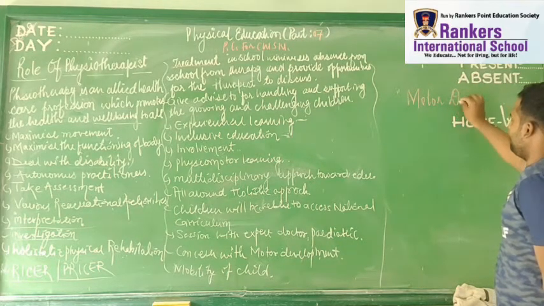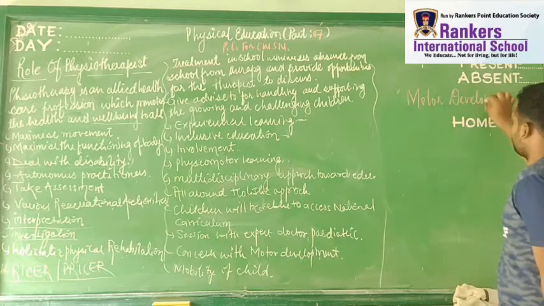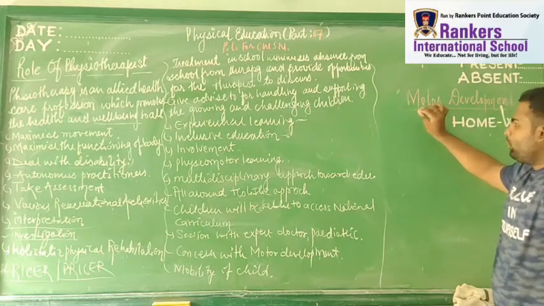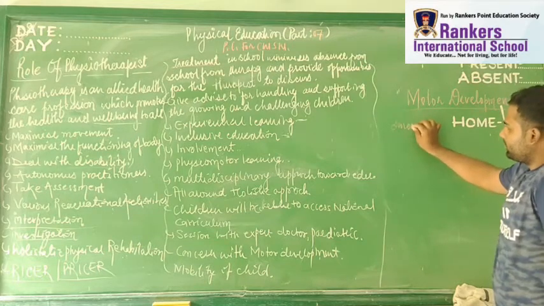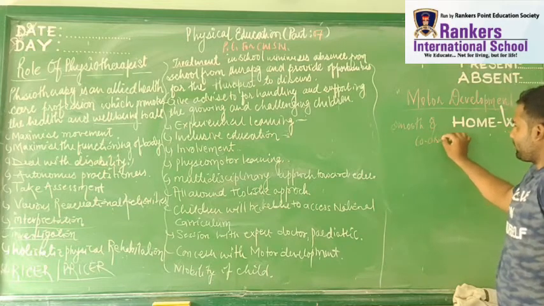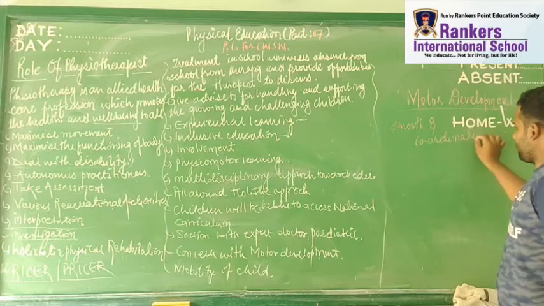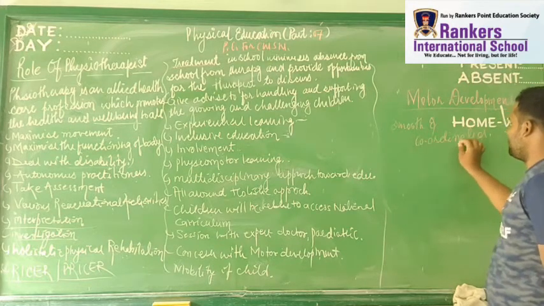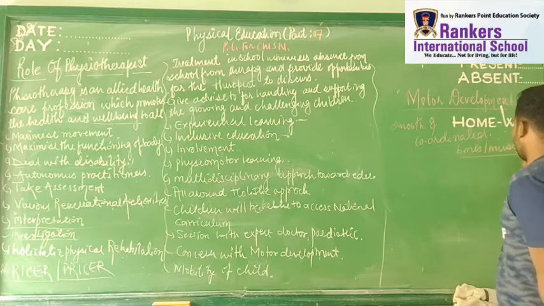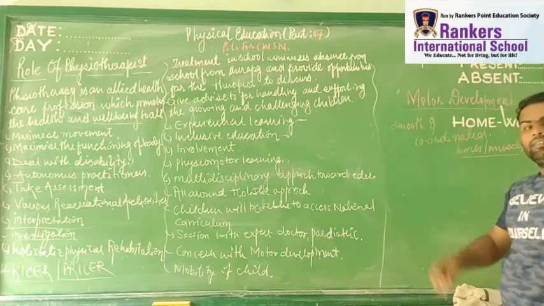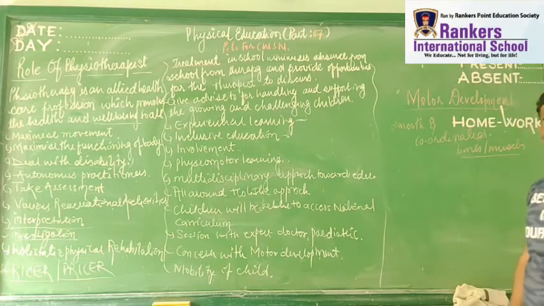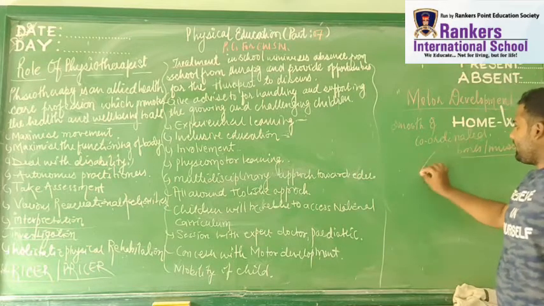Motor development. When we talk about this, motor development is the smooth and coordinated development of bones and muscles. So the smooth and coordinated development of bones and muscles is called motor development. That is what the physiotherapists want, that the smooth and coordinated development of bones and muscles should take place. Second thing, it is of two types.